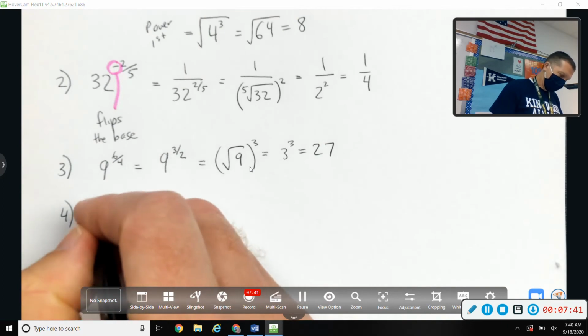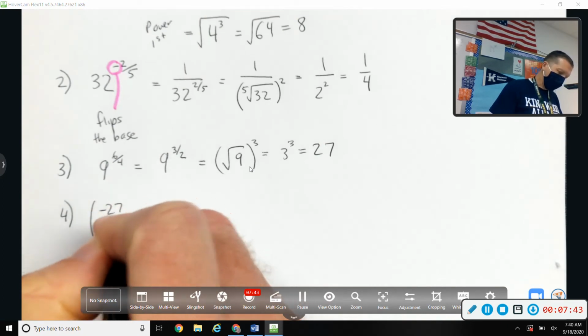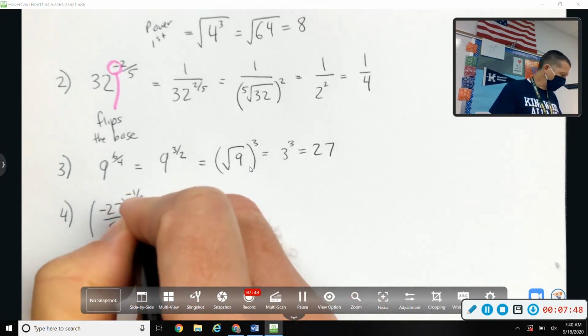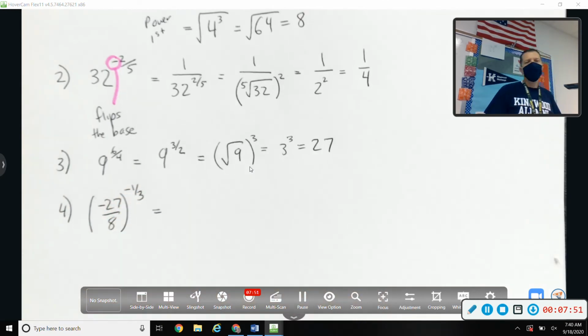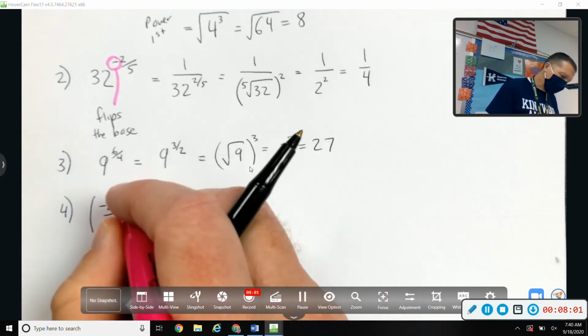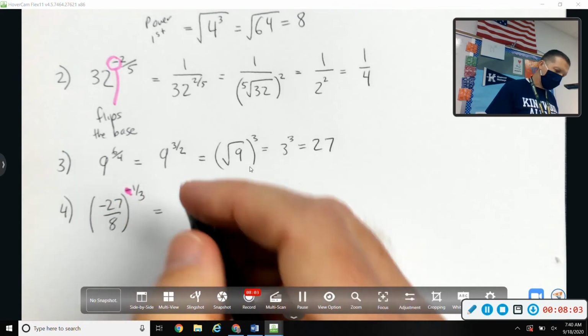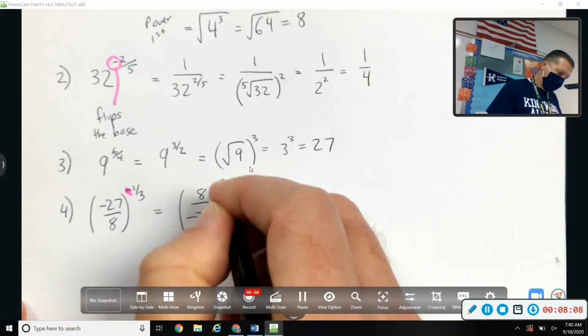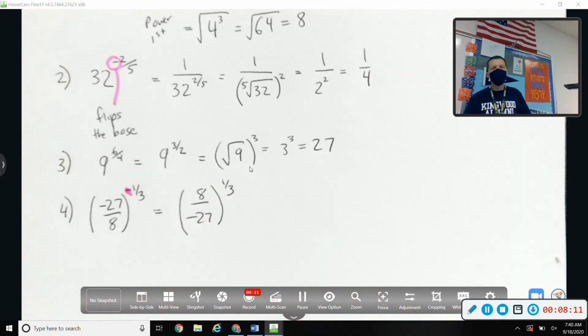On the other hand, sometimes we give you stuff that looks like this. Negative 27 over 8 to the negative 1/3. It's like, well, we probably want to show some work on that one because that's a lot of stuff going on there. So the negative, again, flips the base. So I'm going to make that 8 over negative 27 to the 1/3. Right, so anything with the negative exponent flips over.